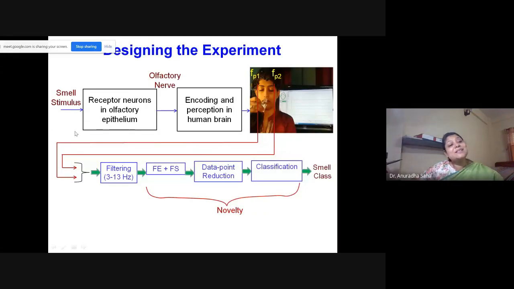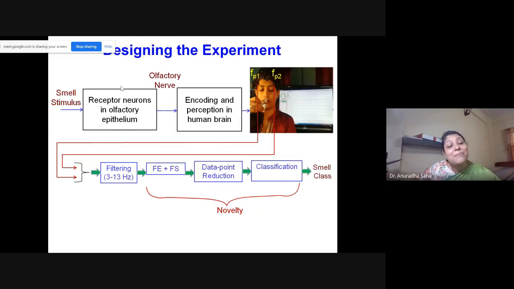So whenever this smell stimulus is offered to a particular subject, then the receptor neurons in the olfactory epithelium of the subject are basically catching those aromas. They are trying to get into that particular smell, and whenever these receptor neurons get this particular smell, those aromas are processed through the olfactory nerve, which basically resides inside our nostril.